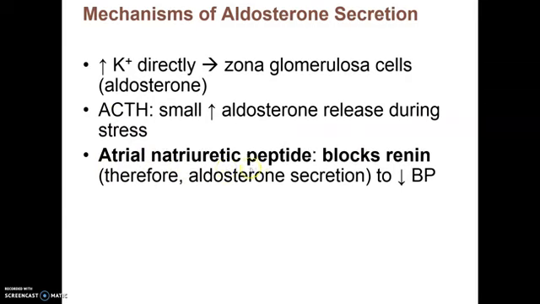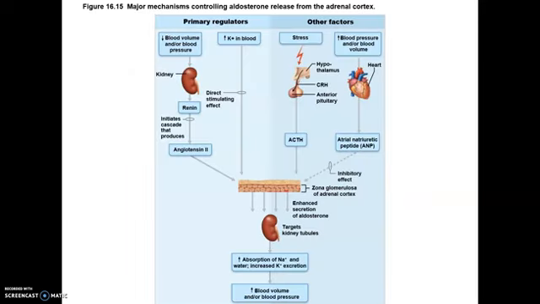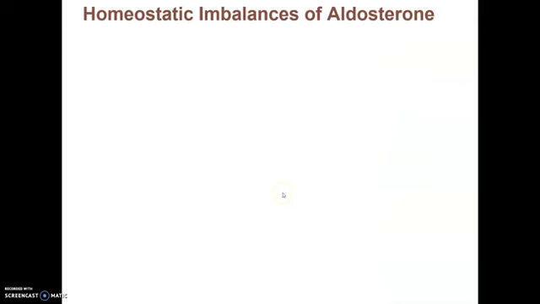Atrial natriuretic peptide, which is released by the right atrium of the heart, is opposite to renin. It blocks renin. It also reduces the activity of aldosterone, so it brings the blood pressure down. Atrial natriuretic peptide brings the blood pressure back to normal. So this is the slide about how it is regulated.